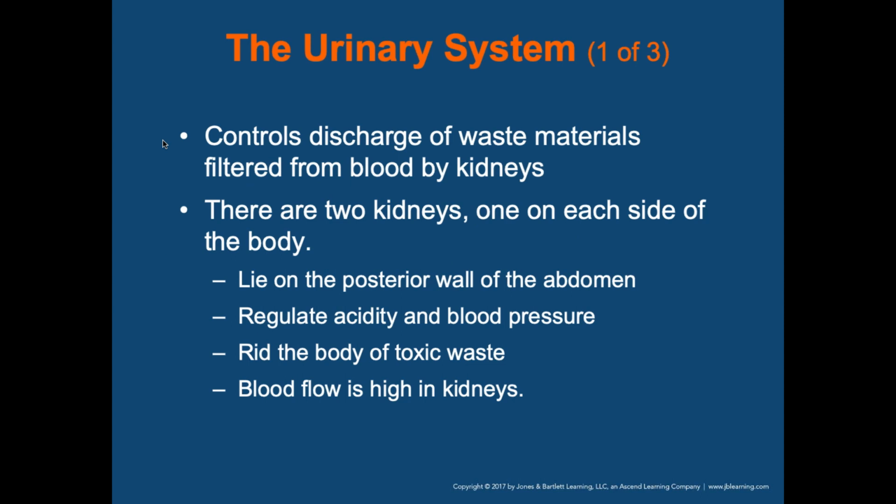There are two kidneys, one on each side of the body. They lie on the posterior wall of the abdomen, which would make it retroperitoneal. They regulate acidity and blood pressure. They rid the body of toxic waste, and blood flow is very high in the kidney area.